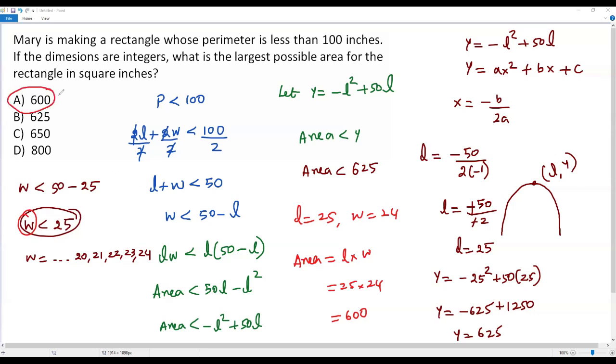So we find 600 in answer choice A. So the correct answer choice for this question is A, 600.